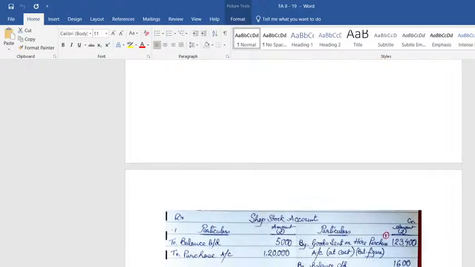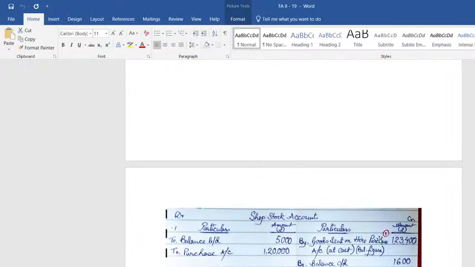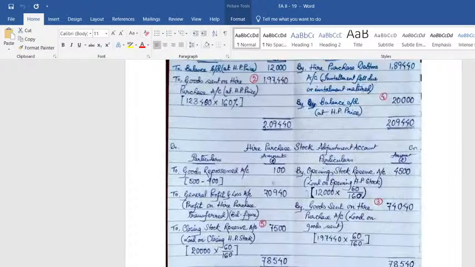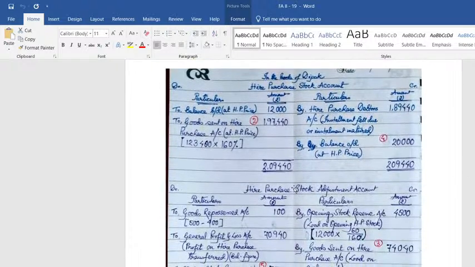Just look at all the relevant calculations. First you need to close down the shop stock account and get the goods sent on hire purchase at cost price. Then calculate the goods sent on hire purchase at HP price. Then cancel out the load of that particular goods sent on hire purchase. Calculate the closing balance of the hire purchase stock account, and therefrom you can calculate the load and the closing stock. So these are the five points. Your balance sheet figure is 20,000. You have cancelled out the load 7,500.